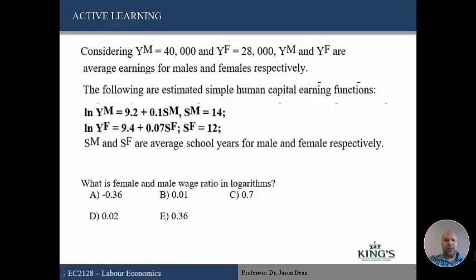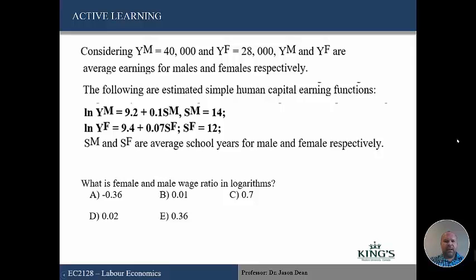Okay, next question. Let's consider males and females, and suppose that the average earnings for males is $40,000 and $28,000 for females. The following are estimated human capital earnings functions. We have ln male earnings equal to 9.2 plus 0.1 SM, where SM is the years of schooling for males, and the average years of schooling for males is 14. For females, this is the equation, and they have an average of 12 years of schooling. The question is asking, what is the female and male wage ratio in logarithms? I'll let you think about that, so you can pause your video.